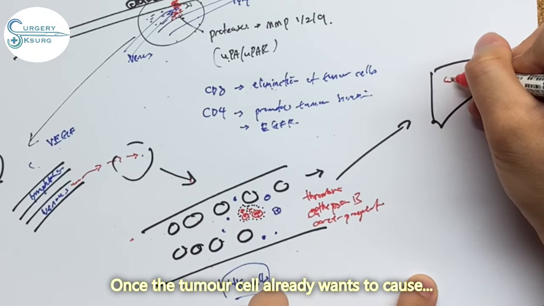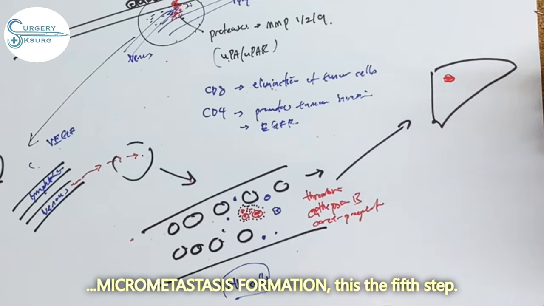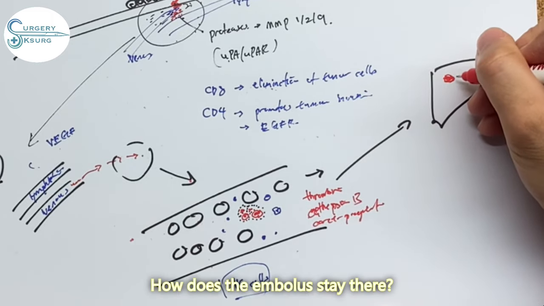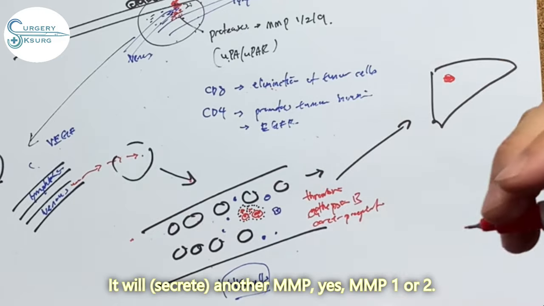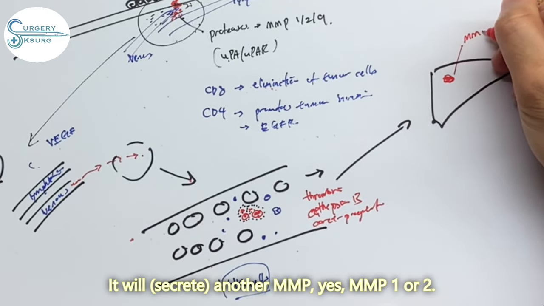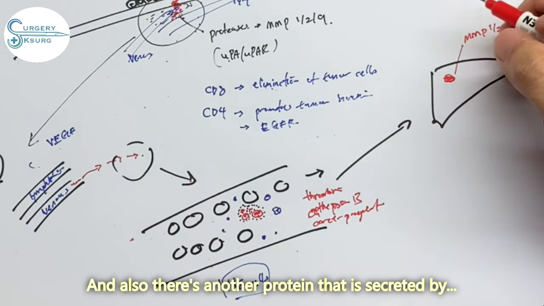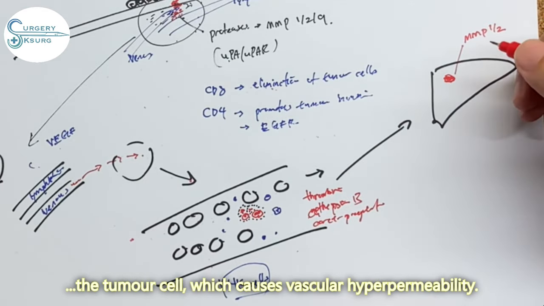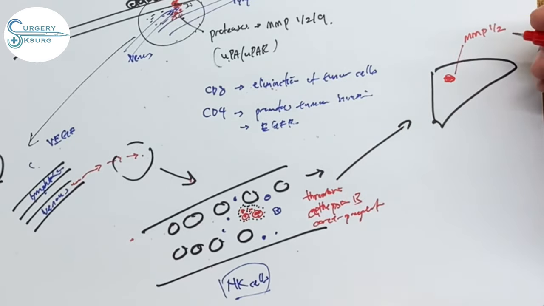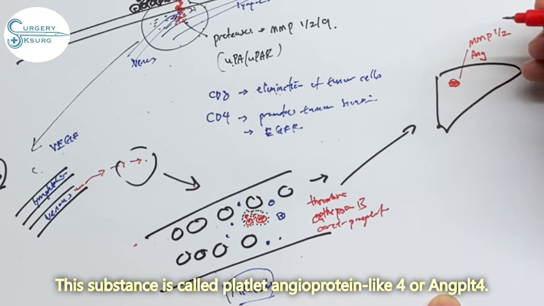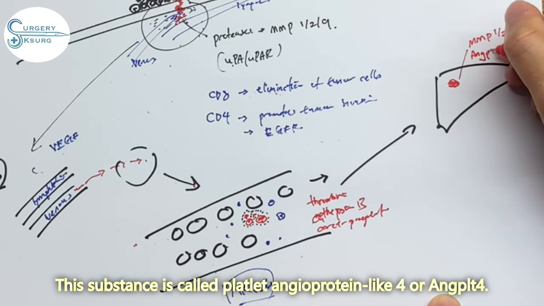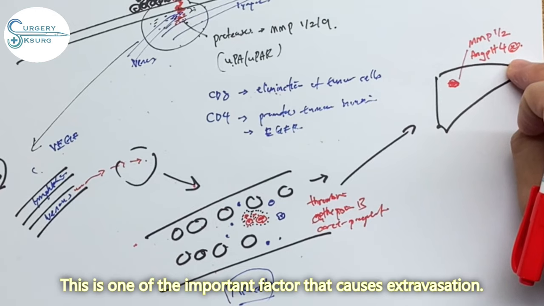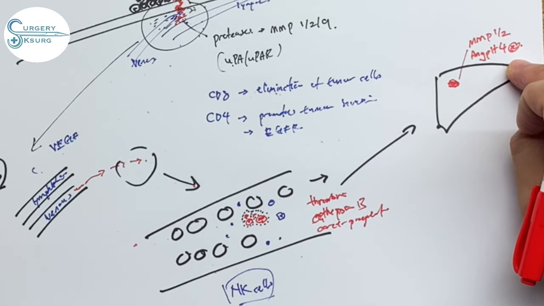Once the tumor cell wants to cause a micrometastasis formation, which is the fifth step, right? This embolus will just stay there. How does it stay there? It will cause another MMP 1 or 2, right? And also there's another protein that is secreted by the tumor cells. It causes vascular hyperpermeability. This substance is called angiopoietin-like 4, or in short form ANGPTL4. This is one of the important factors that will cause extravasation.